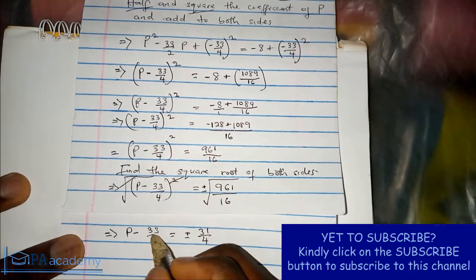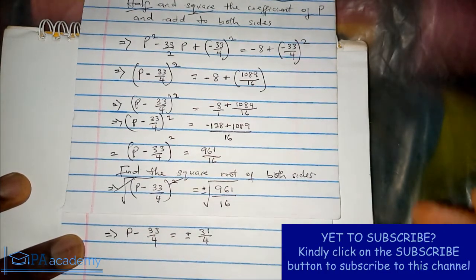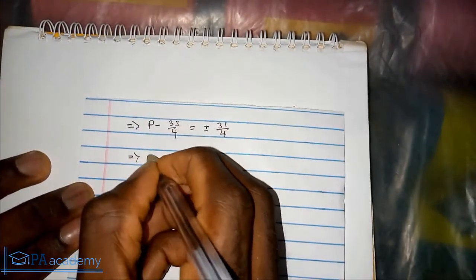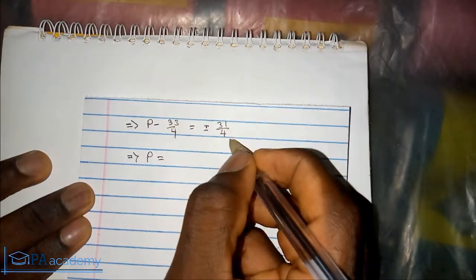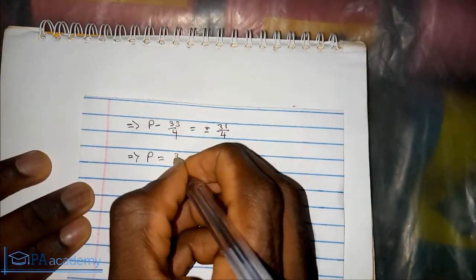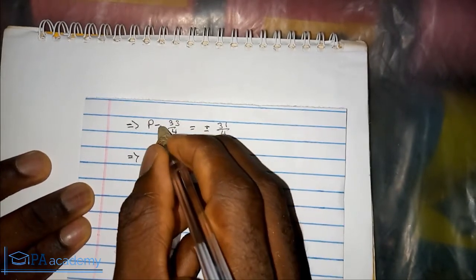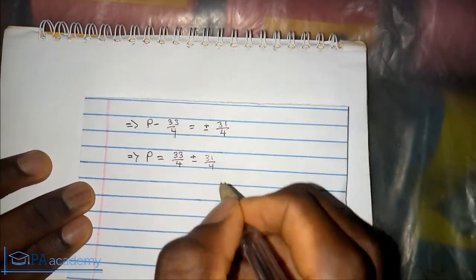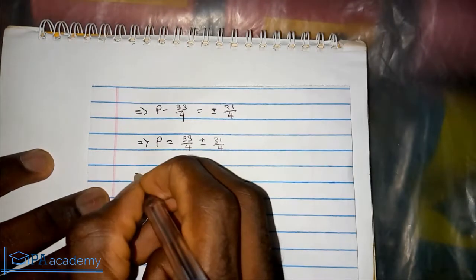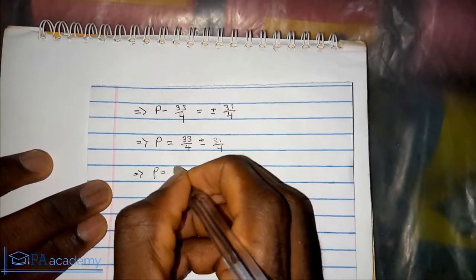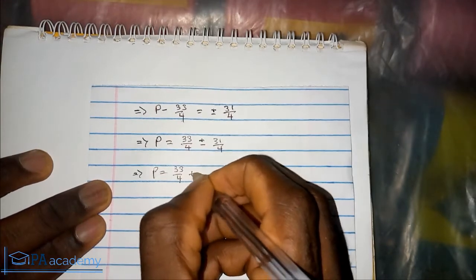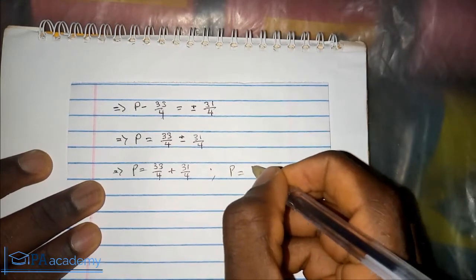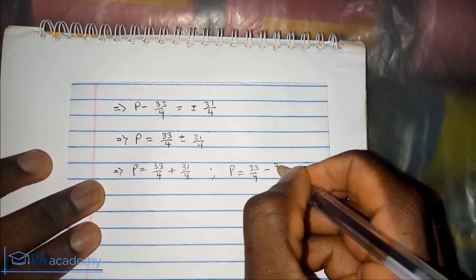So the next thing to do is to bring this 33 over 4 to the other side of the equation. So p equals, if minus 33 over 4 should come to the other side, we are going to have 33 over 4. The sign will change. It was negative here, it becomes positive. So plus or minus 31 over 4. So now let's split the equation. We are going to have p equals 33 over 4 plus 31 over 4. Also, we are going to have p equals 33 over 4 minus 31 over 4.